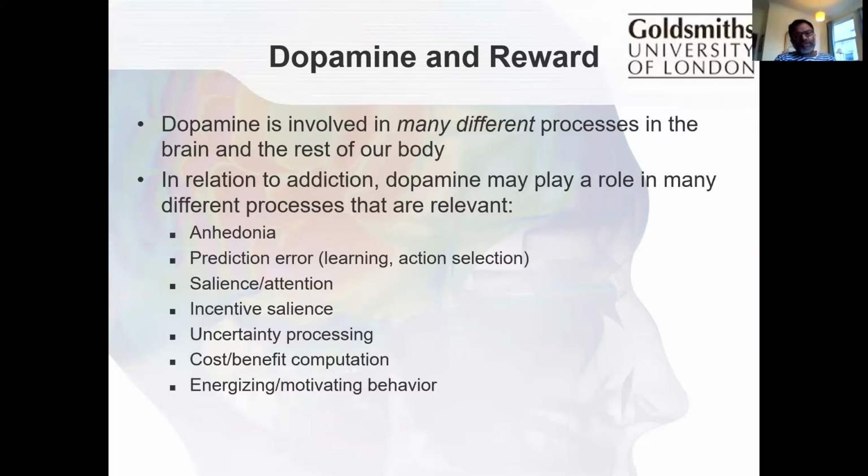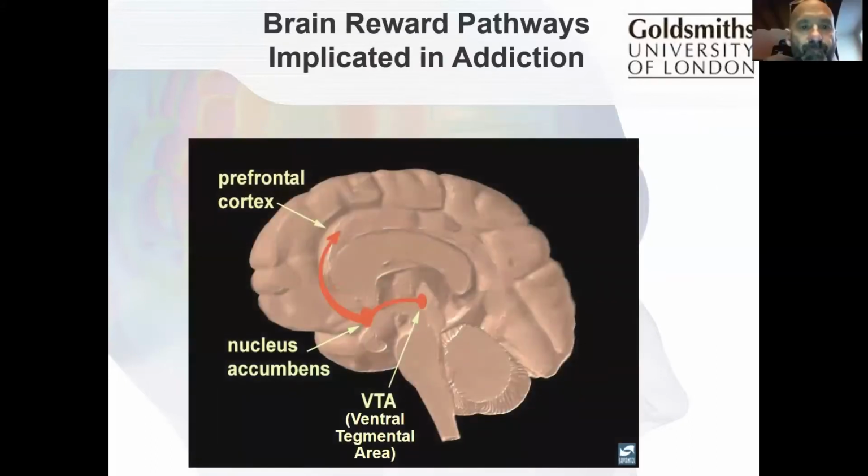So just so you know that addiction is a very complex behavior, which involves lots of different things, such as your attention, the way that you look at certain incentives, such as drugs or alcohol, etc. Whether you become more motivated or less motivated, etc. So dopamine is involved in all of these different aspects, and that is why there is so much work on dopamine and addiction. So looking at reward pathways implicated in addiction.